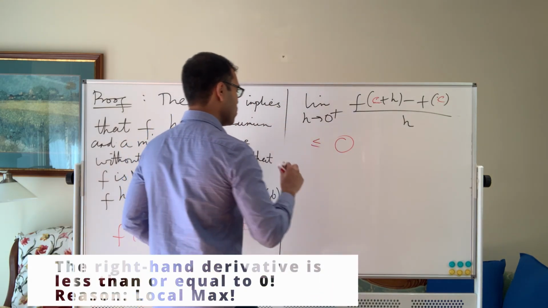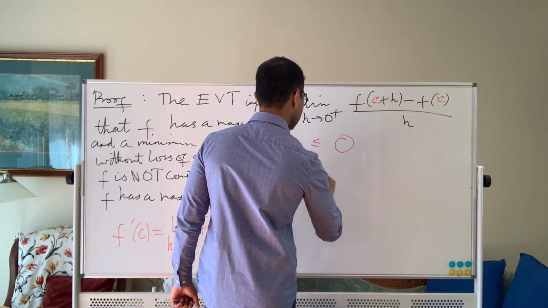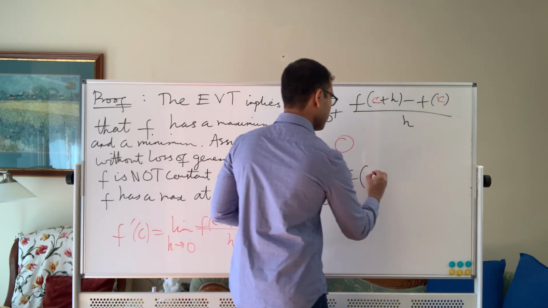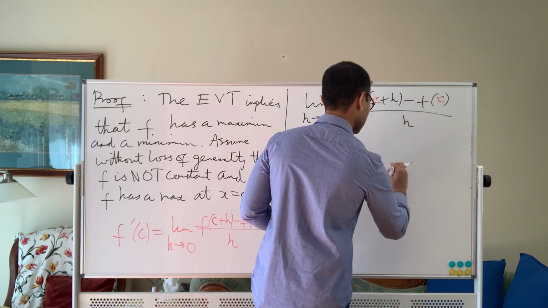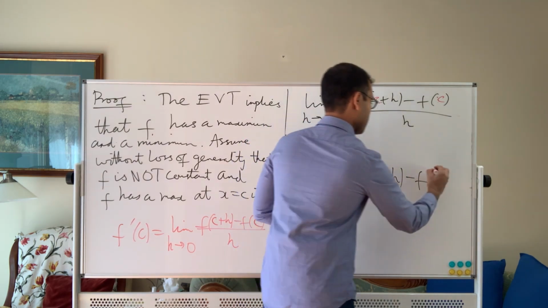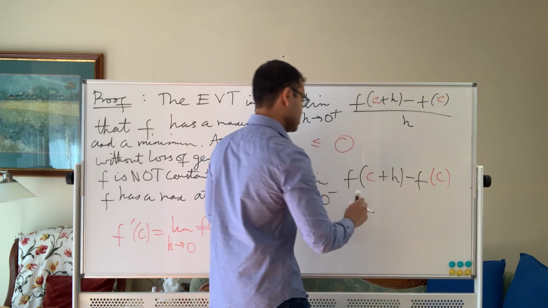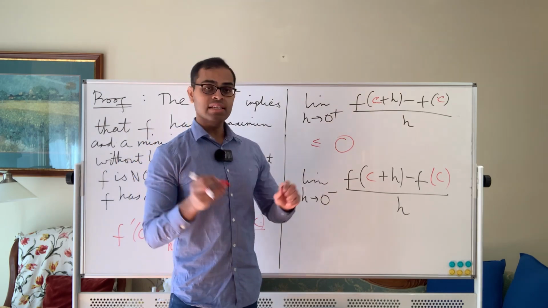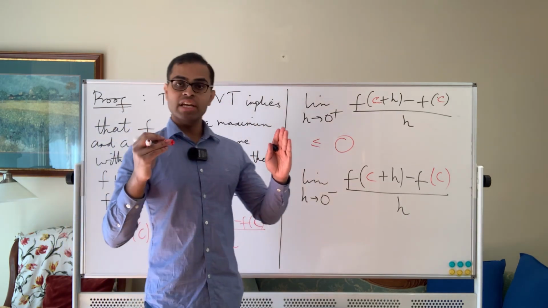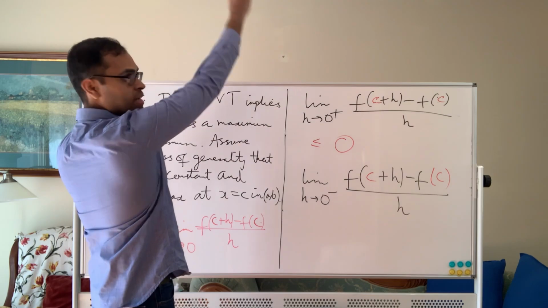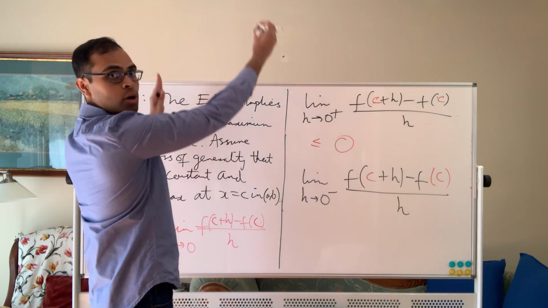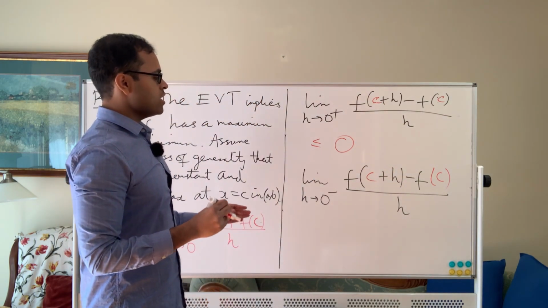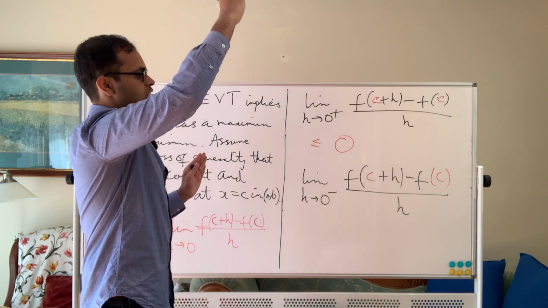Similarly, on the other hand, we know the left-hand limit, h goes to 0 from the left, of (f(c+h) − f(c))/h. Here, because h is negative, it's the same idea because it's a max. If you think about a peak of the graph, your secant line is going to be sloped upward, right? So if h is negative, then f(c+h) − f(c) is going to be negative.